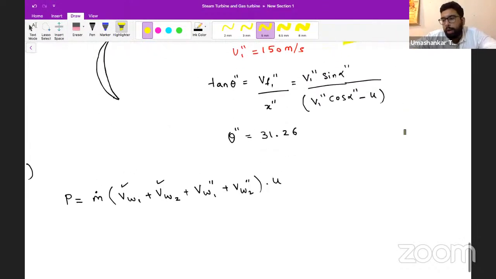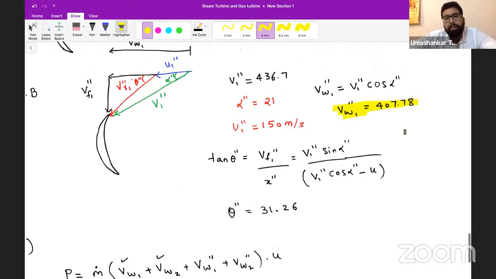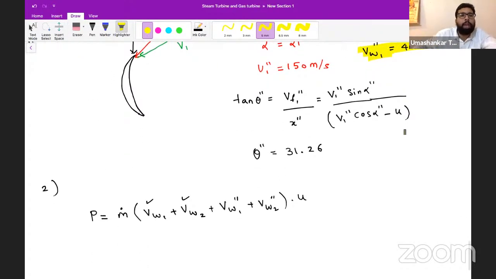Arrange your data accordingly. So we have this VW1 double dash. Now we have this also. So let's put a tick mark here. So now VW2 double dash is also required. We have U. So VW2 dash we require. So that is why we have to make this exit triangle also.